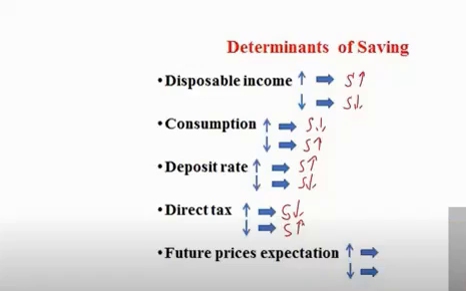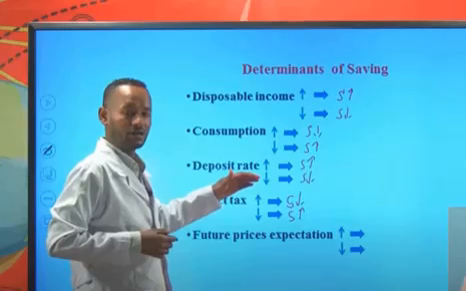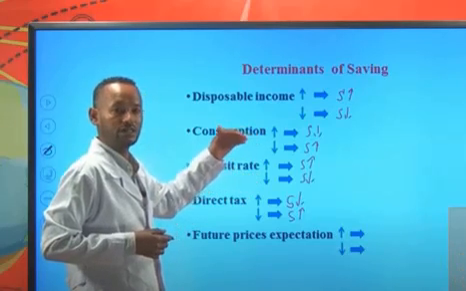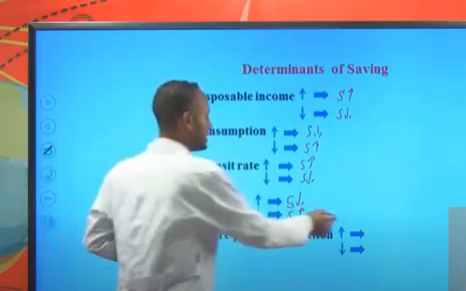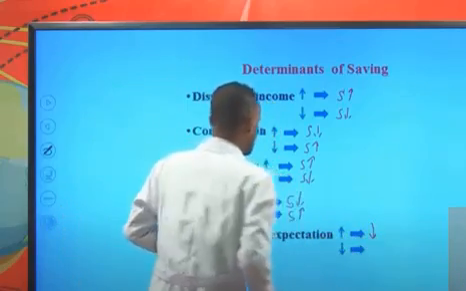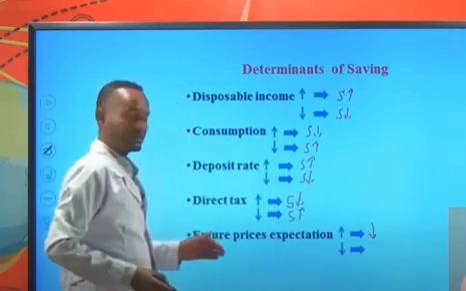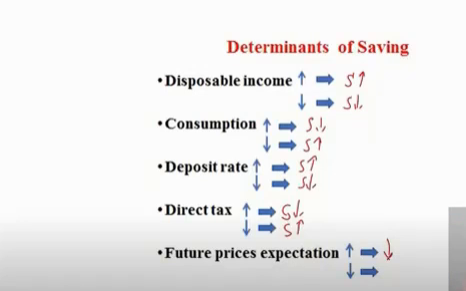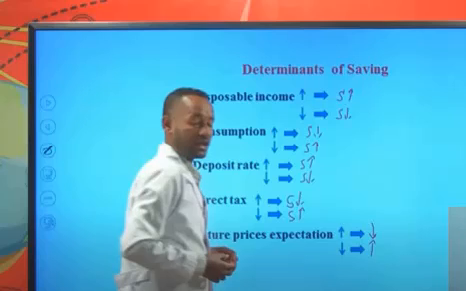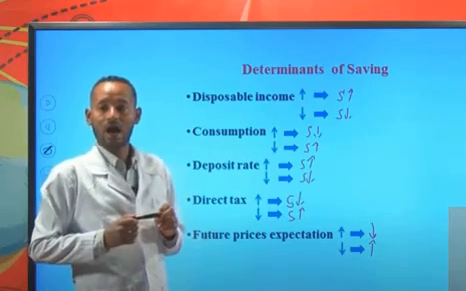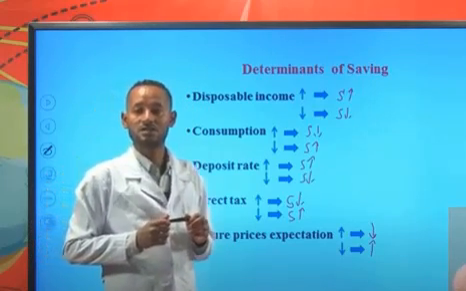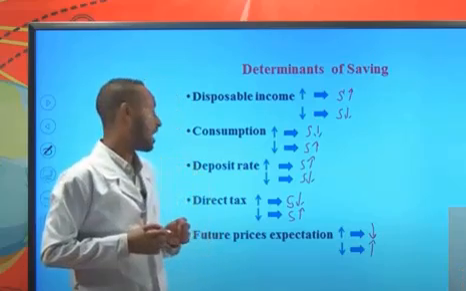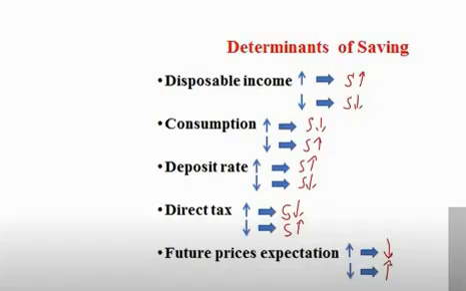Future price expectation is another determinant. If you expect higher prices in the near future, you will increase your consumption, and this increase in consumption will decline saving. If you expect lower future prices, your consumption will decline, and this decline in consumption will increase your saving. So other things remaining unchanged, there is an inverse relationship between the changes in the direction of future price expectation and saving.